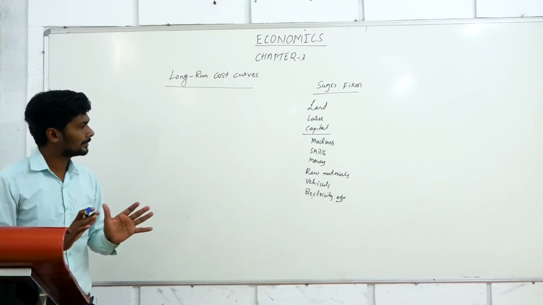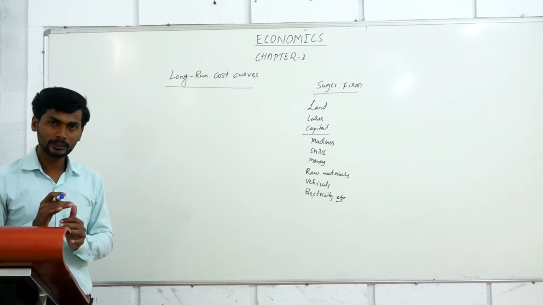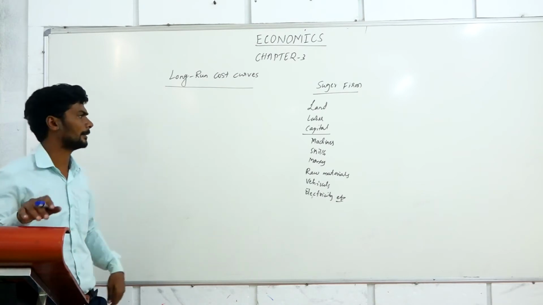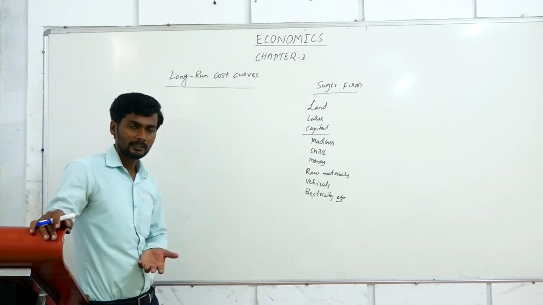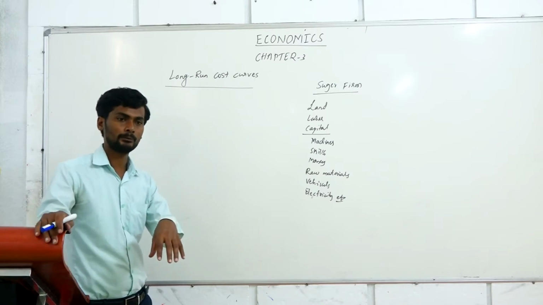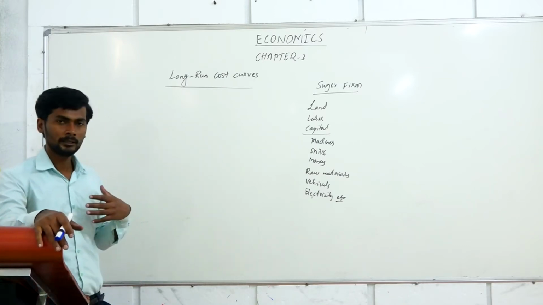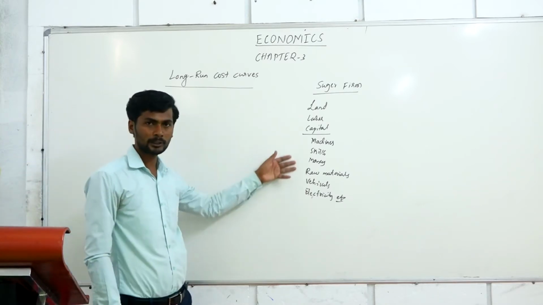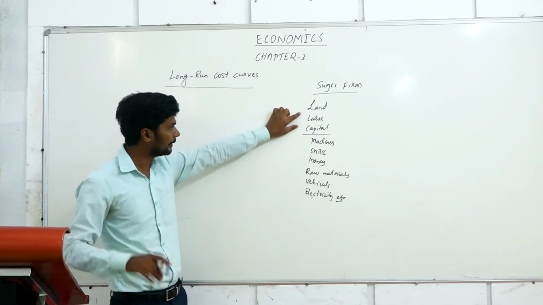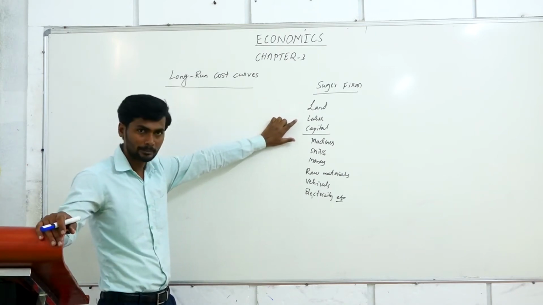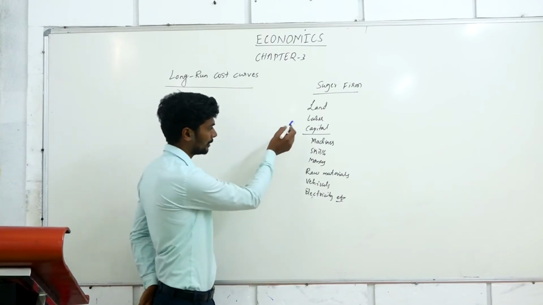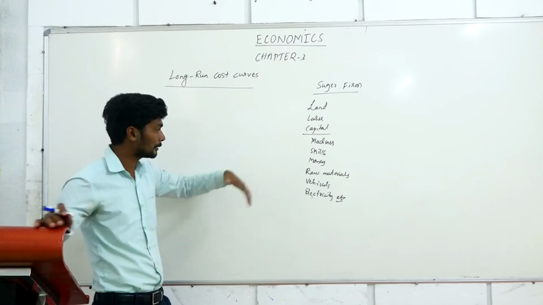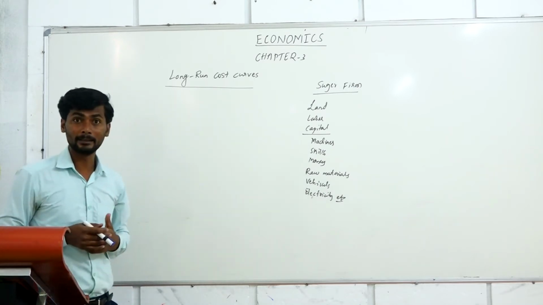So let us imagine a sugar producing firm that has just started its business. In order to increase the production level, what does it have to do? It has to increase the factors of production. It has to increase land, the amount of labor, the amount of capital that it is having, the amount of machines, and the skilled labor.